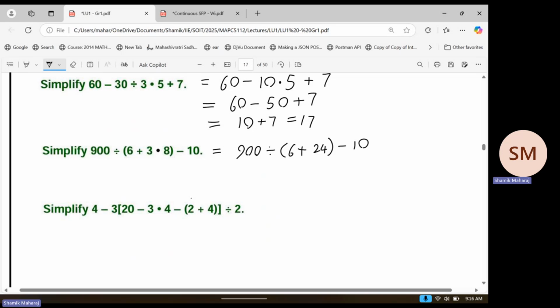Okay, and we still need to finish the bracket, right? We can't ignore the bracket, so we finish that. Everything else remains the same. 6 plus 24 gives us 30 minus 10. At this point, we don't have to write the bracket anymore because it's just one thing. If you want to, you can, but it doesn't change anything. So you can write it or you don't have to. I'm going to choose to take it out.